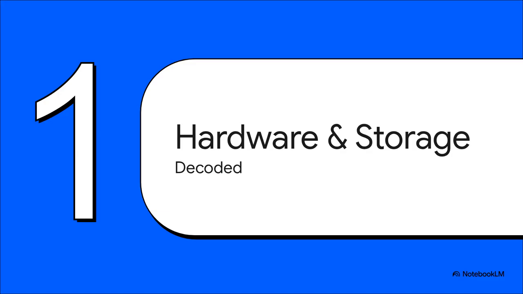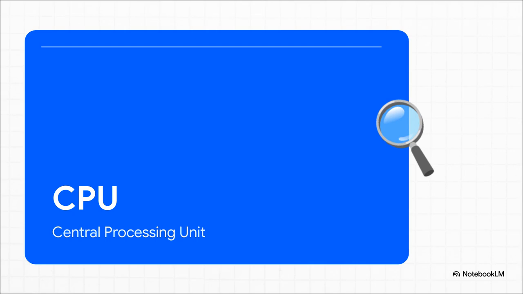Section 1, hardware and storage decoded. We gotta start right at the physical foundation. Before we can command our machines to actually work faster, we really need to decode that alphabet soup of parts sitting inside your computer case. First up, the CPU, or Central Processing Unit. Think of it as the absolute core brain of your computer. Just like your human brain processes every single thought and reflex, the CPU calculates every action your machine takes. Literally, everything flows right through here.